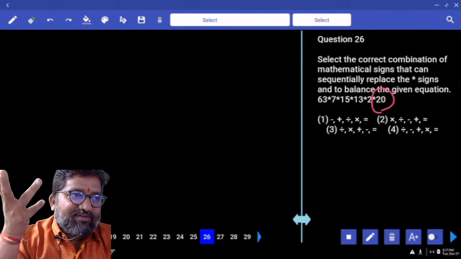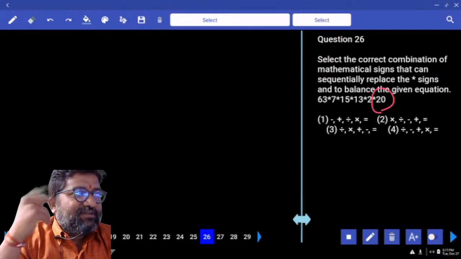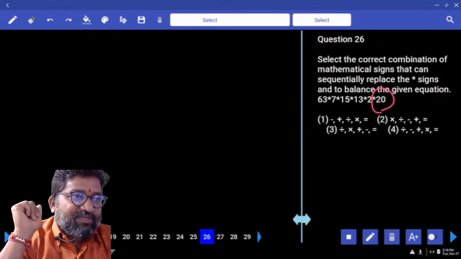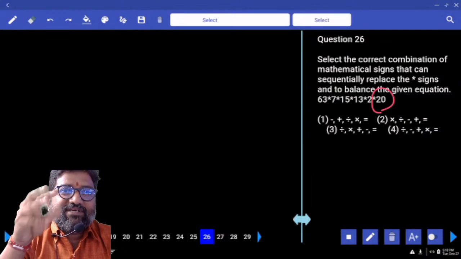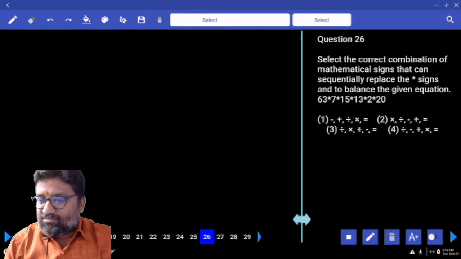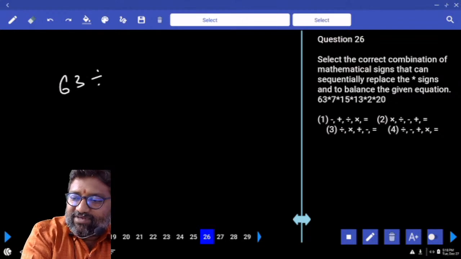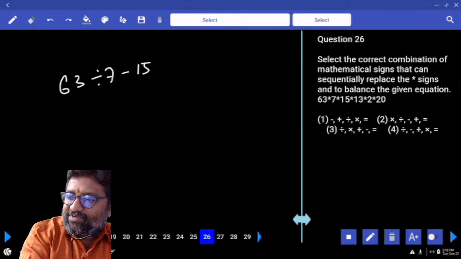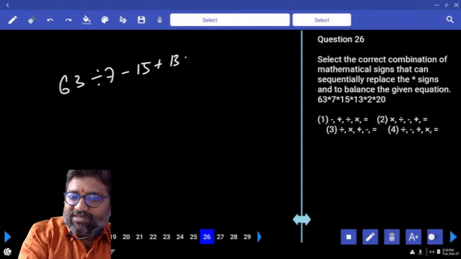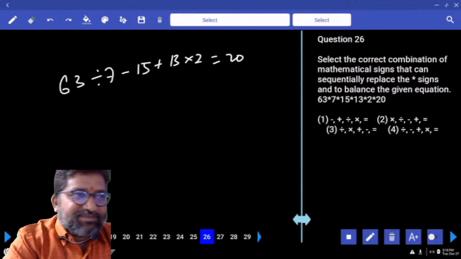You should be in a position to do the answer in a faster way. 25 questions, only 15 minutes, so you have less than 1 minute to solve each question. Almost like you have only 30 seconds to solve a question. So when you have only 30 seconds to solve a question, don't behave like children. 63 divided by 7 minus 15 plus 13 into 2 equals 20.